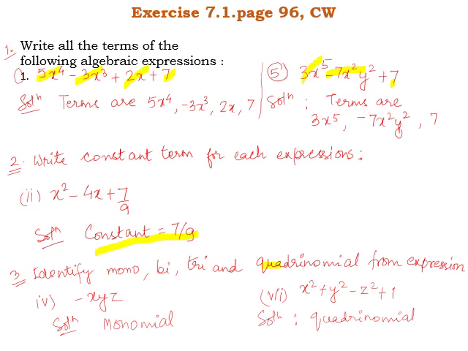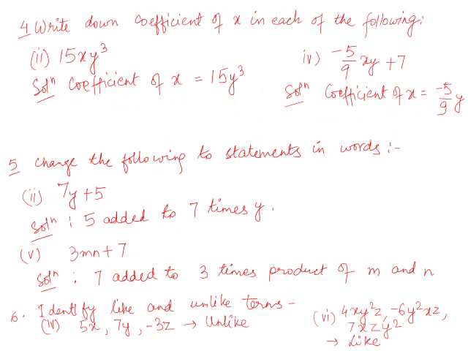Identify monomial, binomial, trinomial and quadrinomial from the expressions. Quadrinomial, don't get confused. Quadrinomial means 4 terms. So I am taking the fourth subpart, minus xyz. So minus xyz is altogether a single term. So it is a monomial. Seventh, x square, y square minus z square plus 1. So we can see 4 terms here. So it is a quadrinomial.